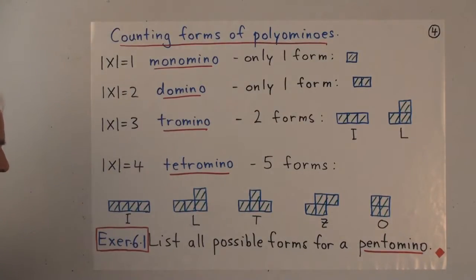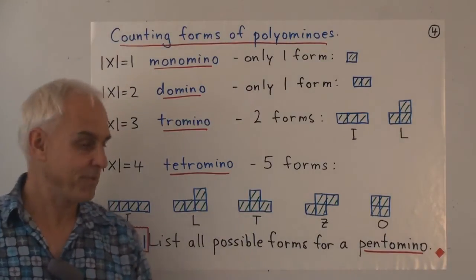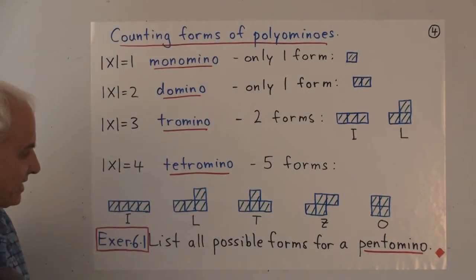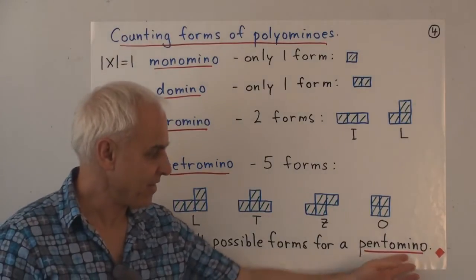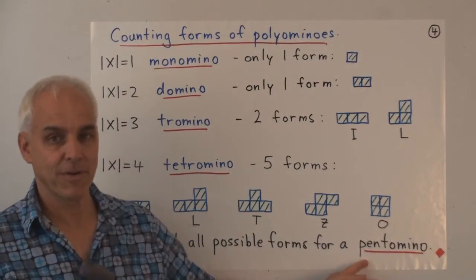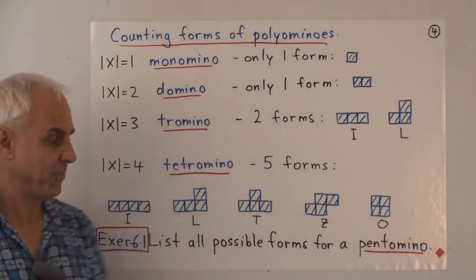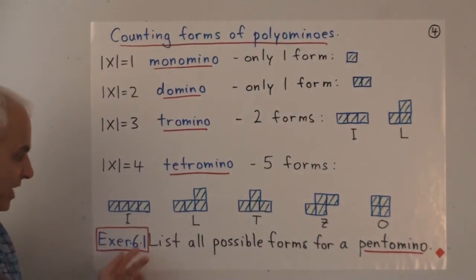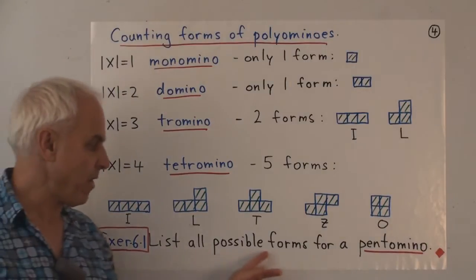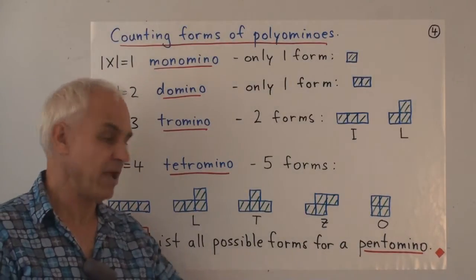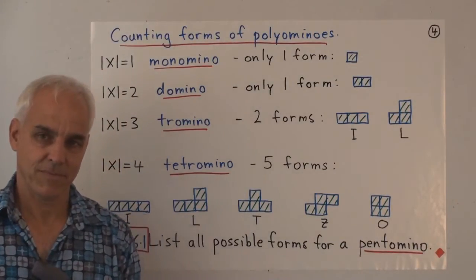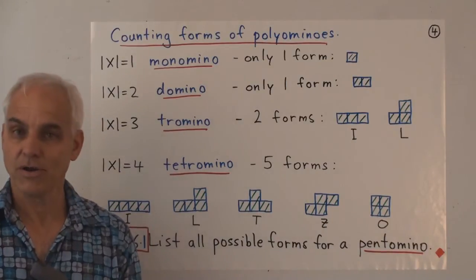Okay, now we come to a fun exercise. Obviously, it's good to think about the next step. And the next step is the case of the pentominoes, when we have a polyomino with 5 cells. So the exercise is: list all the possible forms for a pentomino. I'll give you a hint. There are 12 of them.